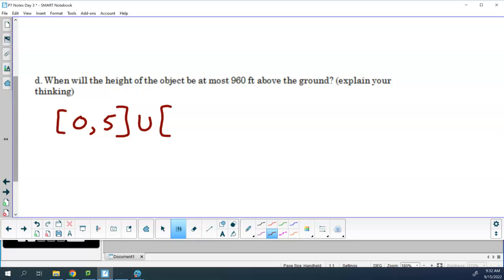And then between 5 and 12, it's up above. Comes back down and hits 12. Okay? Then what? When does it end? It can't end at 0. Why?